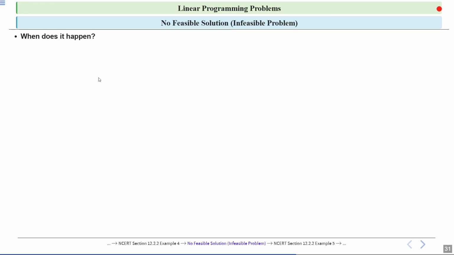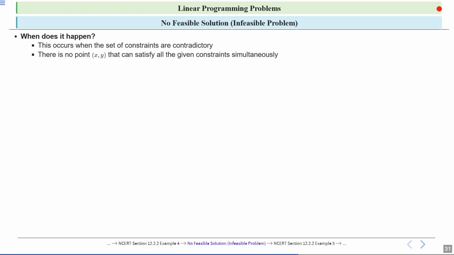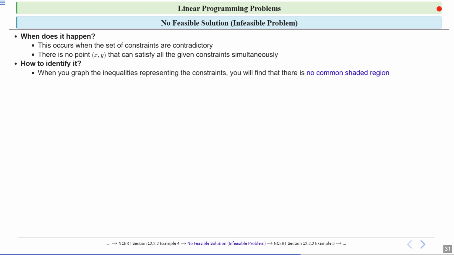Now, we discuss when does it happen. This occurs when the set of constraints are contradictory. So, there is no point (x, y) that can satisfy all the given constraints simultaneously. In that case, it may happen. Okay, and how to identify it? When you graph the inequalities representing the constraints, you will find that there is no common shaded region. The feasible region is an empty set.